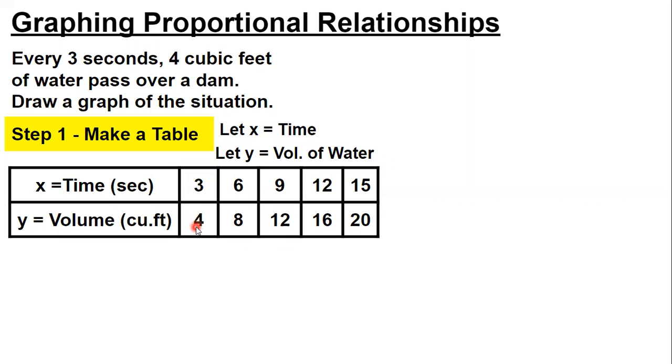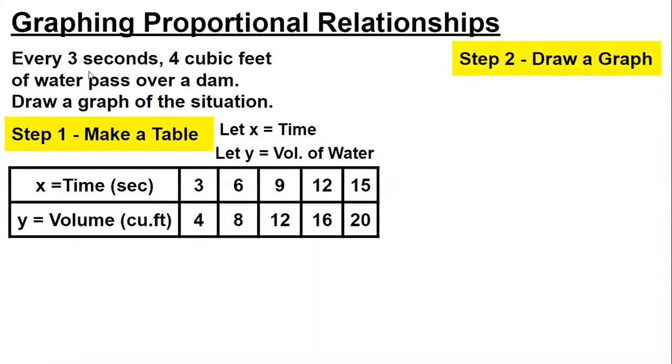Okay, so what I did is I put in 3 seconds and I knew that 4 cubic feet of water would pass. And then I said, well, then in 6 seconds, 8 cubic feet of water would pass because this goes up by 4s every time. And then if this goes up every 3 seconds, the next 3 seconds is 9. The volume is going to go up by 4. Then it's going to go another 3 seconds up. The volume's going to go up by 4. Another 3 seconds goes by and the volume goes up by 4 more. So that's how I got my table.